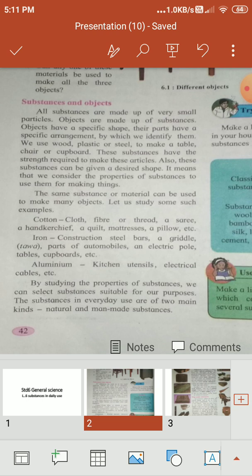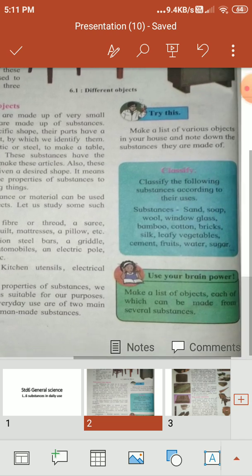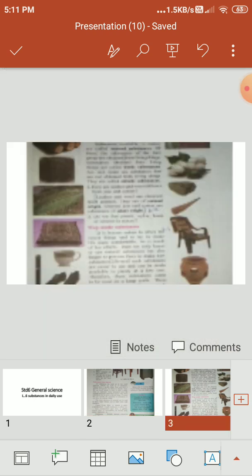Now here also you have been given some substances to classify according to their uses. This is homework for you. Special properties. Two types of substances. Another one is man-made substances. Come to page number 43.